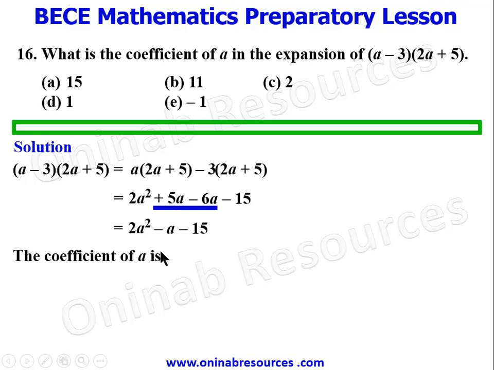So the coefficient of a in this expression now: a squared has 2 as its coefficient, and the constant term here is negative 15.